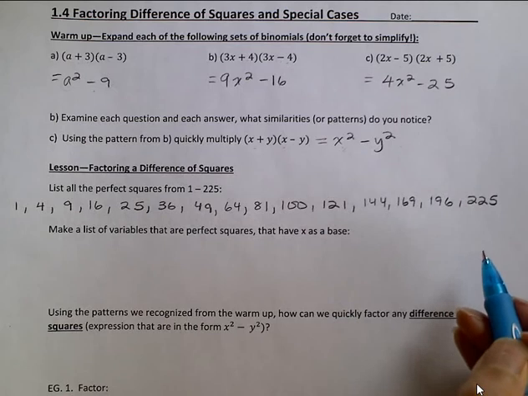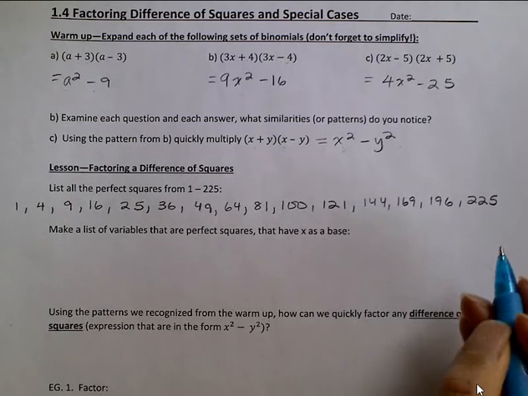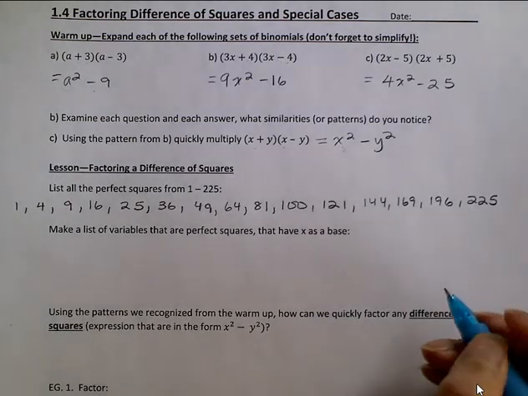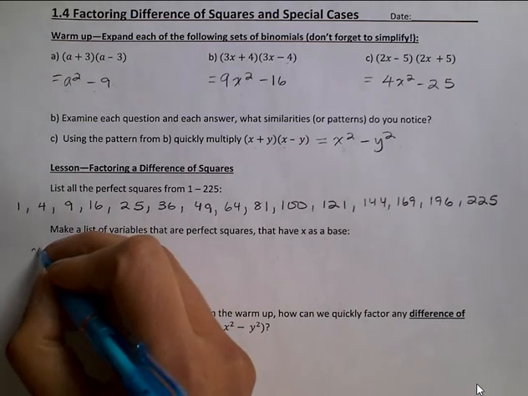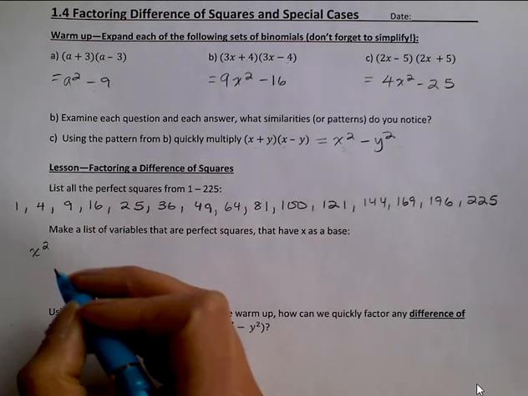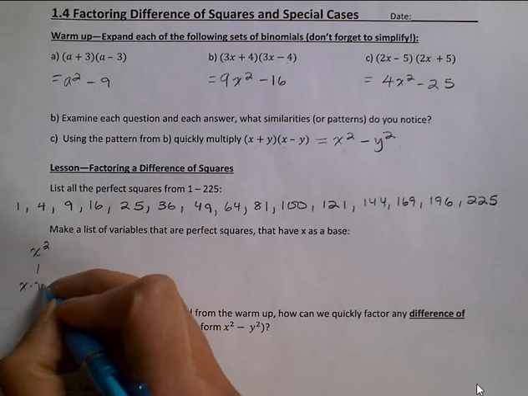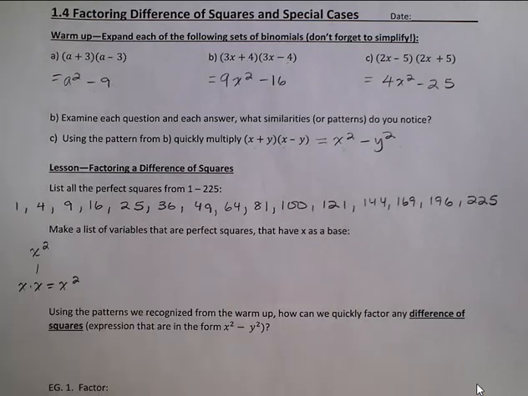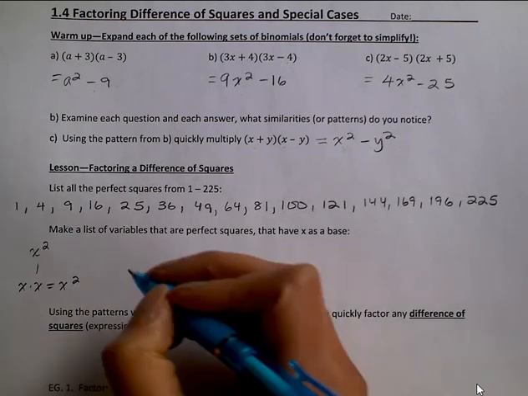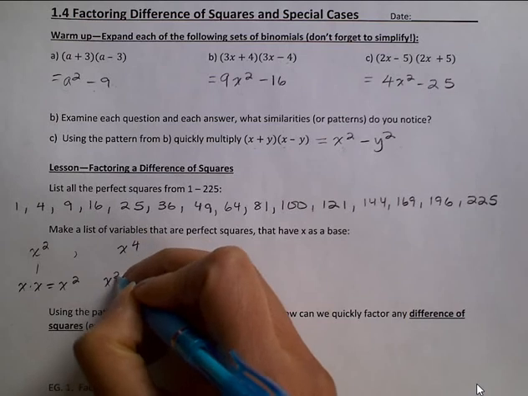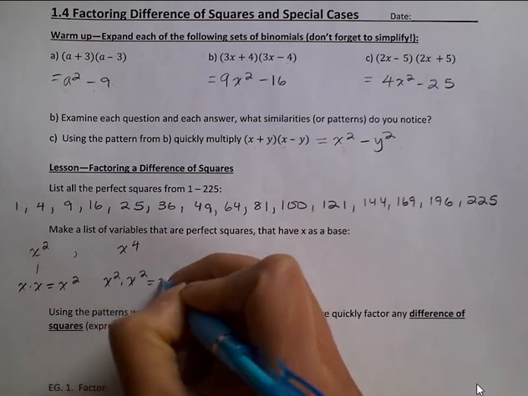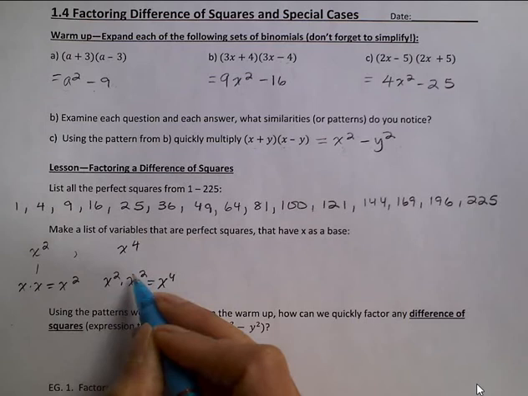Okay, so now we're going to make a list of variables that are perfect squares, which have x as a base. So let me start you off. The first one is x squared, because x times x is equal to x squared. So what would the next one be? Well, the next one is x to the 4th, because x squared times x squared is x to the 4th. I'm going to add those exponents. 2 plus 2 gives me the 4th.